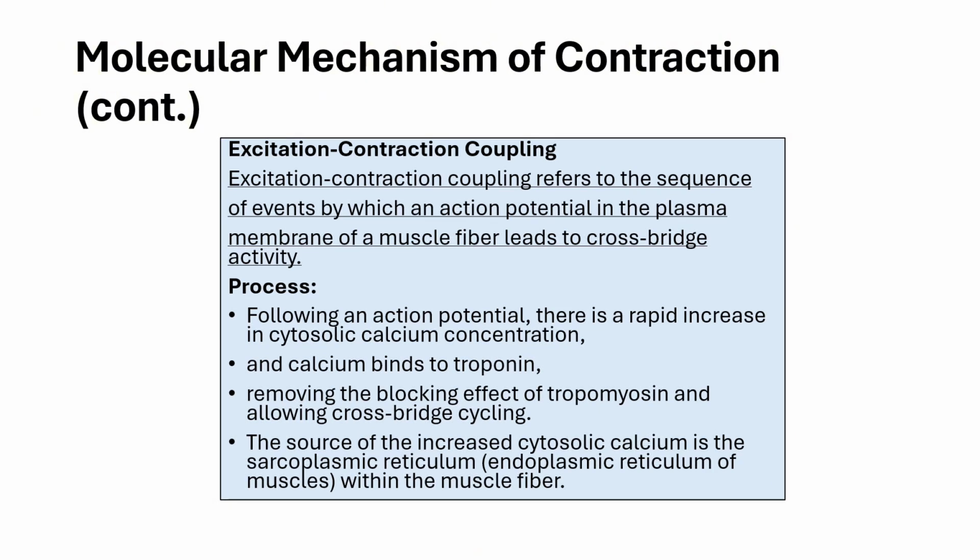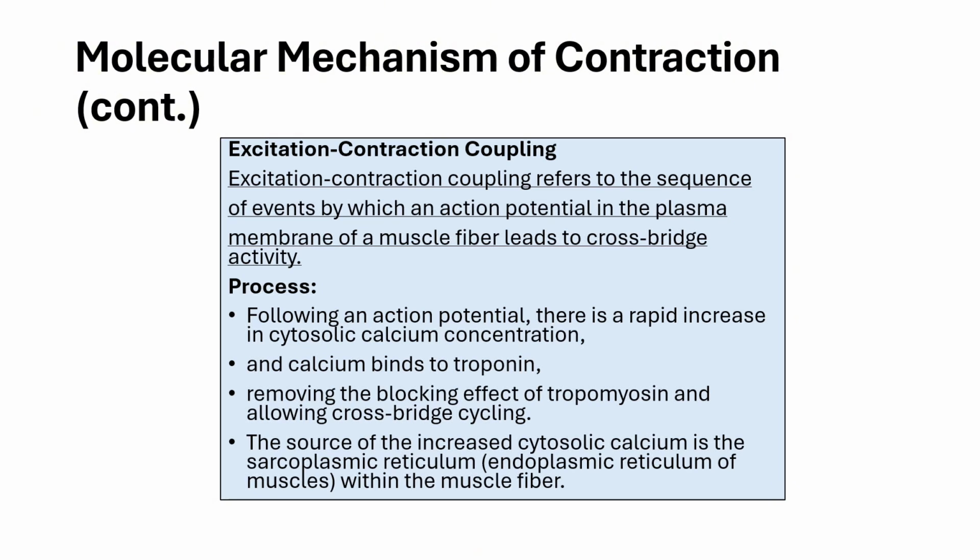Step number 3: calcium ions then bind to troponin, a regulatory protein. This binding causes a conformation change in troponin, which in turn shifts tropomyosin away from the myosin binding sites on actin filaments. With the myosin binding sites now exposed, the cross-bridge cycling process can begin, where myosin heads attach to actin, and it will generate force and produce contraction.